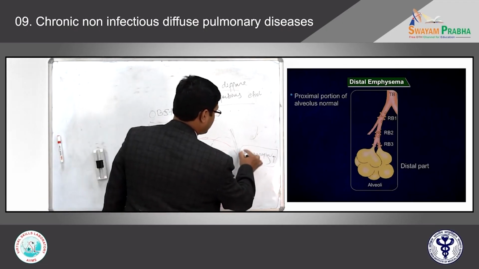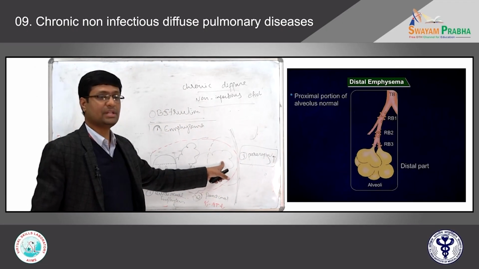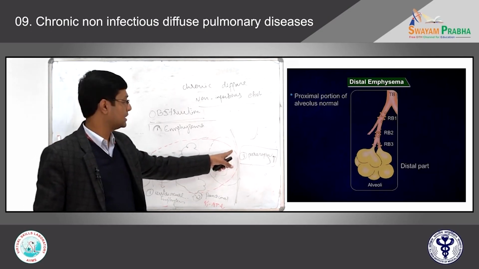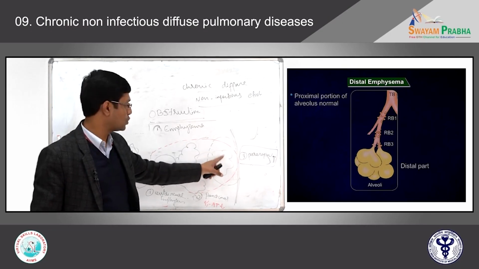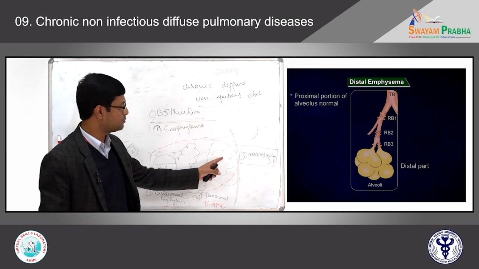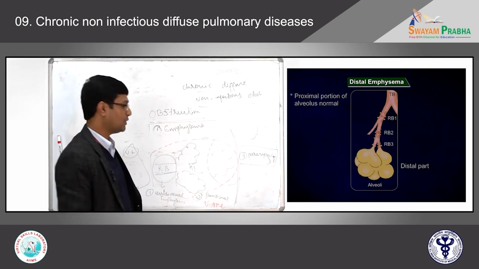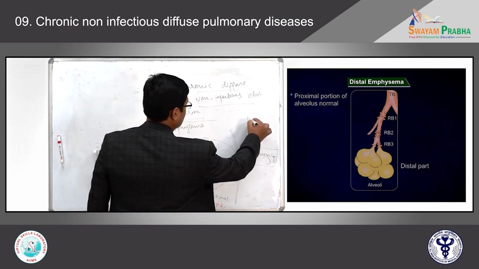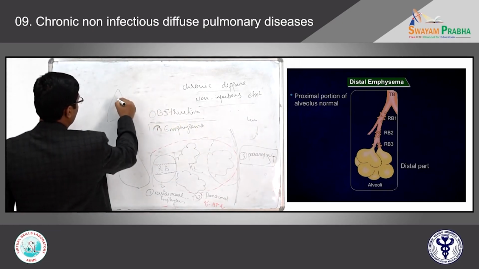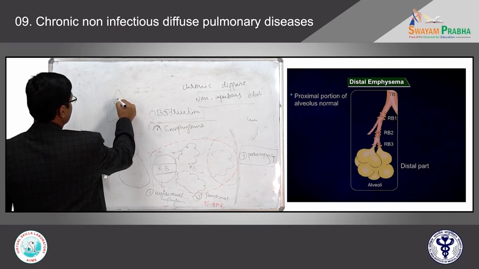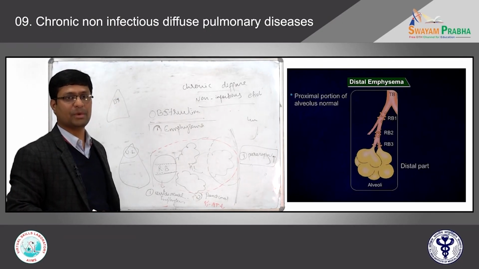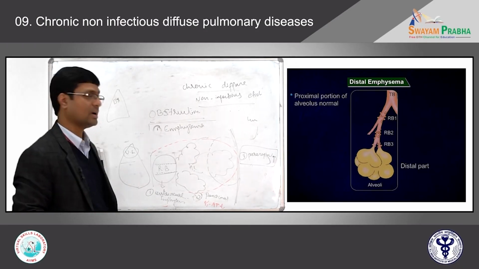The most common complication of paraseptal emphysema is that it can rupture into the pleura and cause tension pneumothorax. This paraseptal emphysema is also seen whenever you have lung fibrosis. For example, this is the lung. If you have any fibrotic foci, the adjacent alveoli, the adjacent respiratory unit, may show paraseptal emphysema.